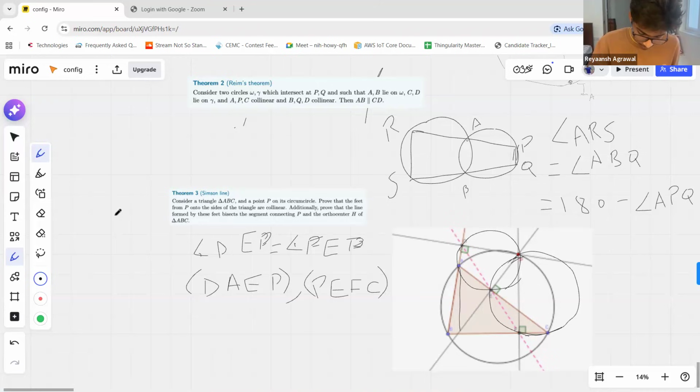Now what we're going to do is draw the orthocenter of triangle ABC. So now we claim that PH is bisected by the Simpson line. Basically, the Simpson line intersects PH at its midpoint. Can you show this?